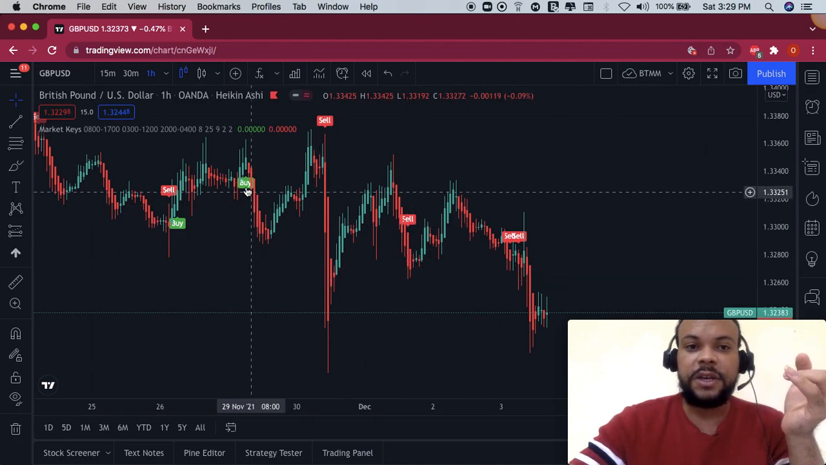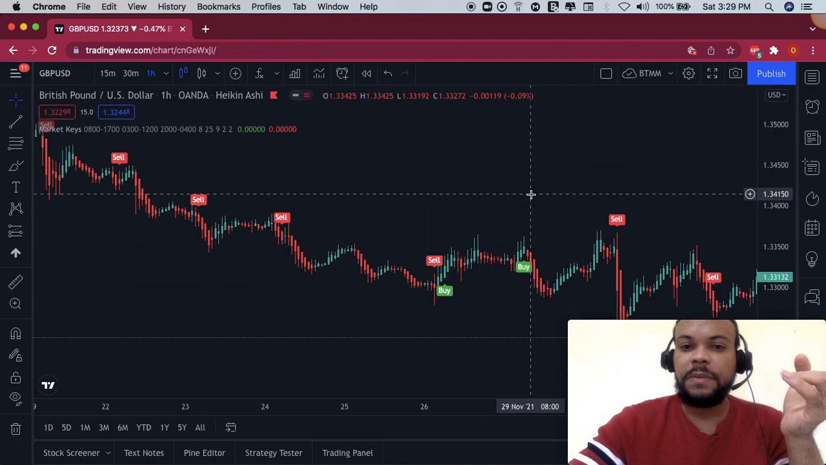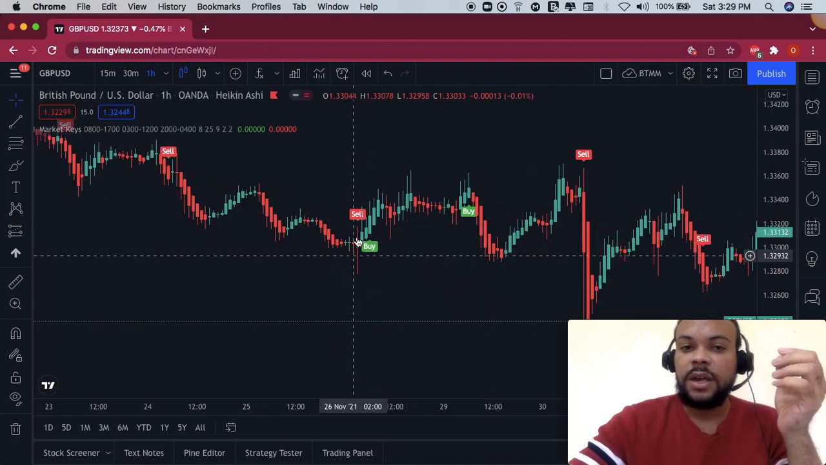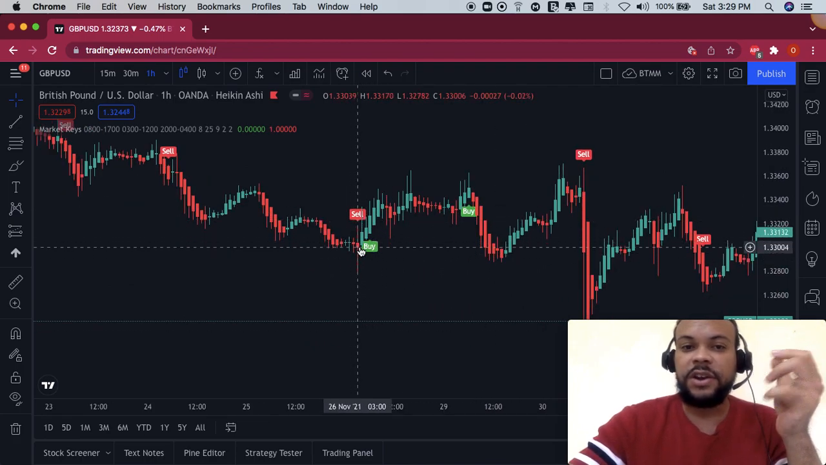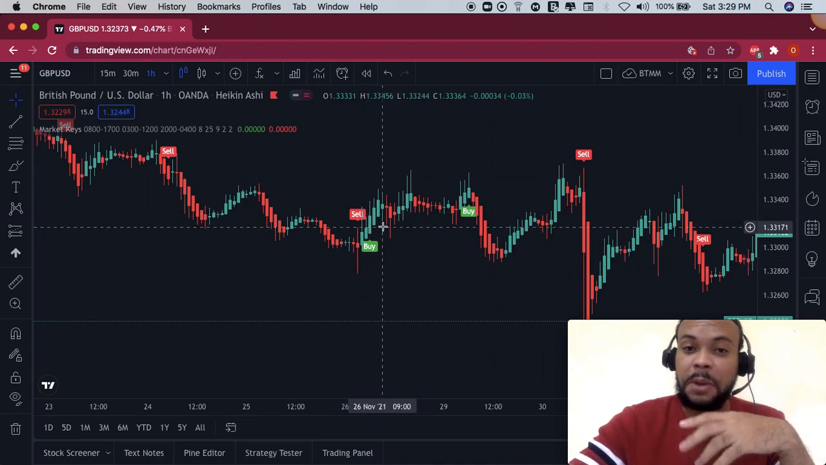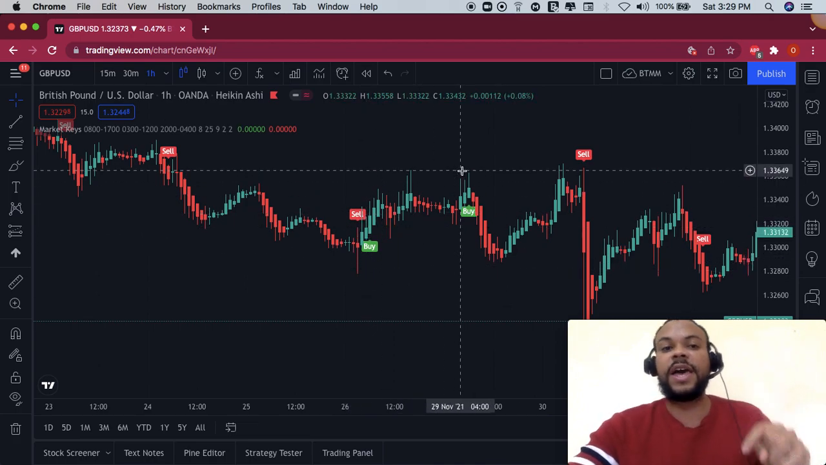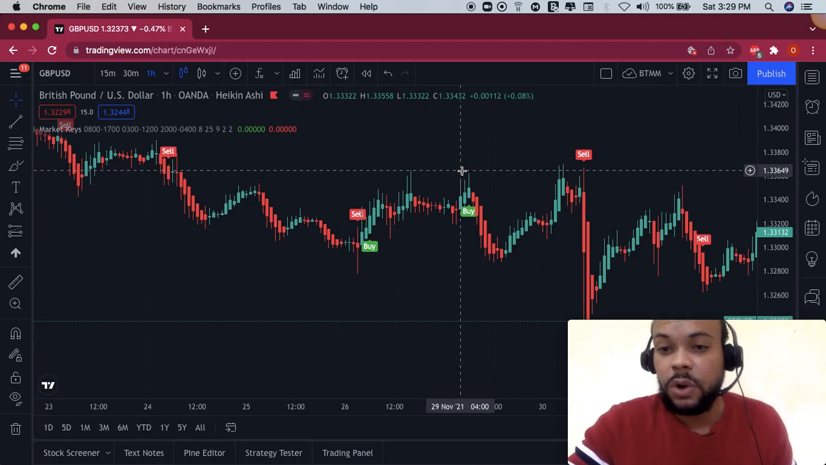As you can see, the indicator told me to sell, and I was able to sell right here, sell there, and you're going to see some parts where it failed. For example, this sell right here, the market did not go down, the market went up. But this is why you need to have a good risk to reward ratio.